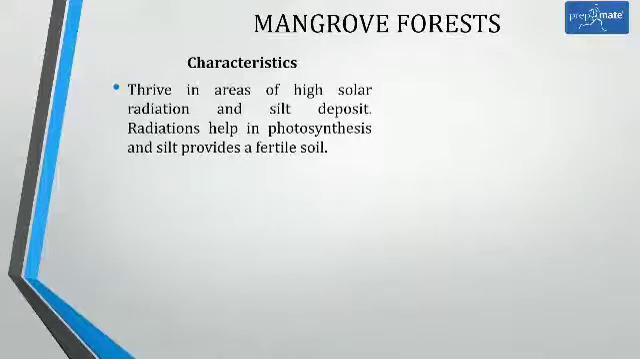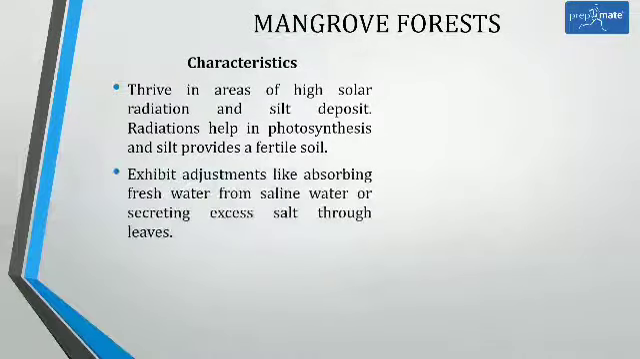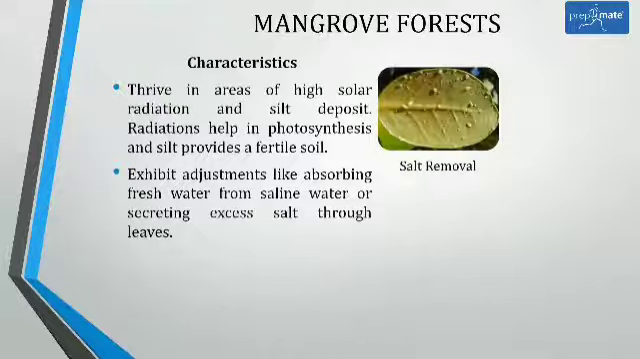Mangroves thrive in areas which receive high solar radiation and where the silt brought down by the rivers is in abundance. Abundant sunlight facilitates photosynthesis and silt deposits provide fertile soil for the growth of mangroves. Mangroves exhibit a variety of adjustments to overcome problems faced in the saline water. Some mangroves can absorb fresh water from saline water, others secrete excess salts from their leaves. Salt crystals can be observed on the surface of their leaves.